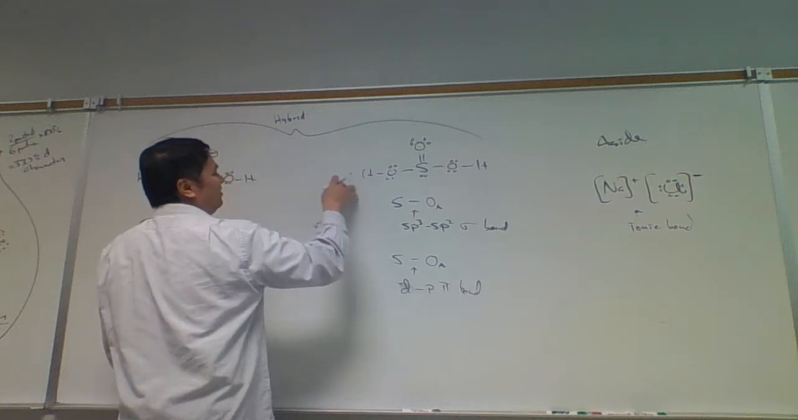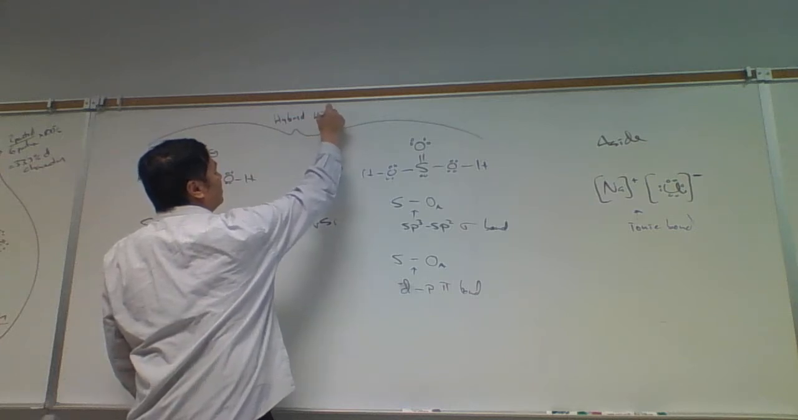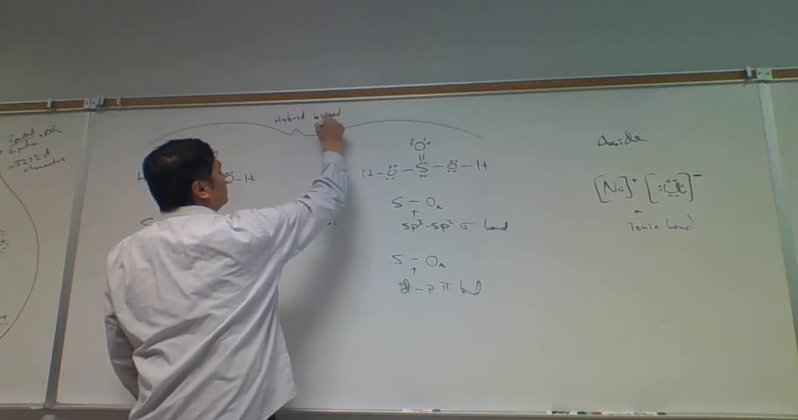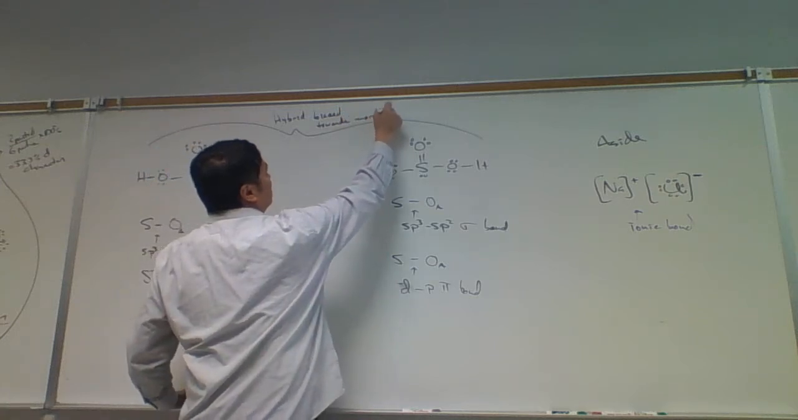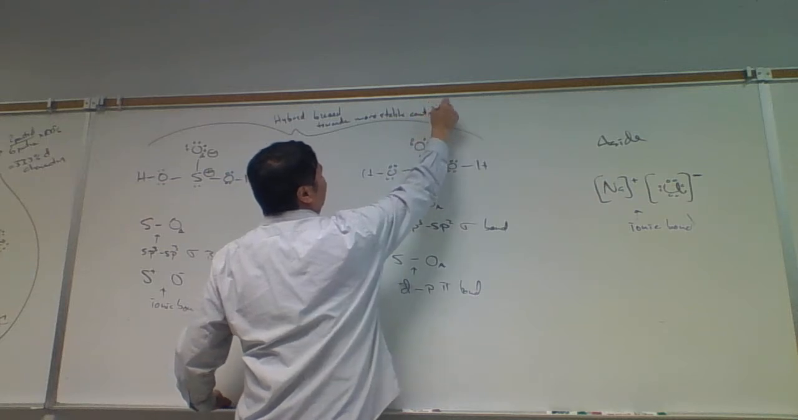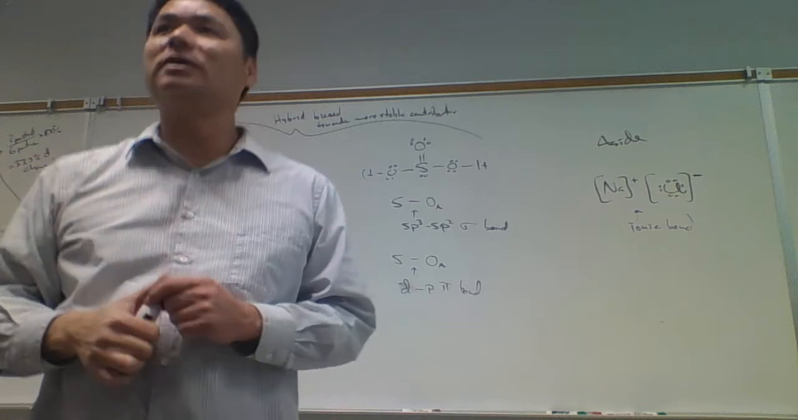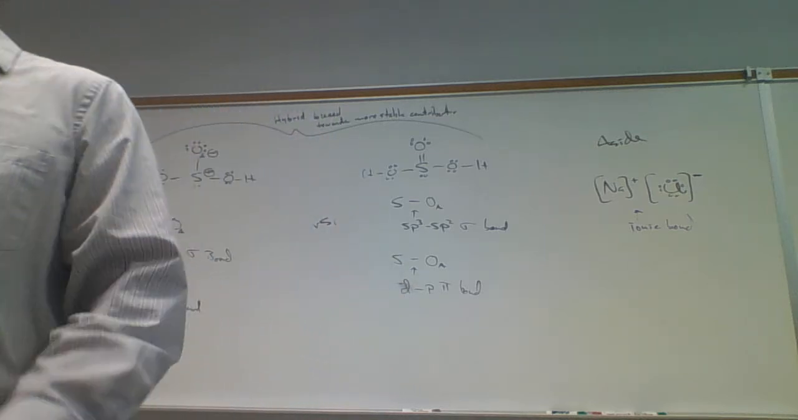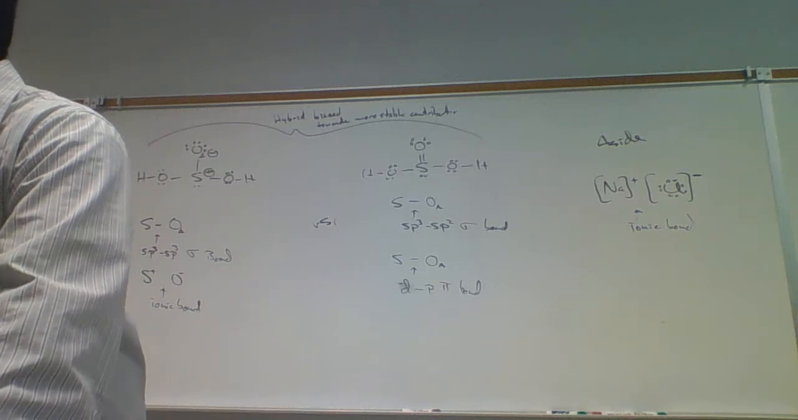And the hybrid would be biased towards the more stable structure. Hybrid biased towards more stable contributor. We saw something like this before, where we didn't have a 50-50 hybrid. We bias the hybrid towards the more stable structure. Do you recall what molecule that was?